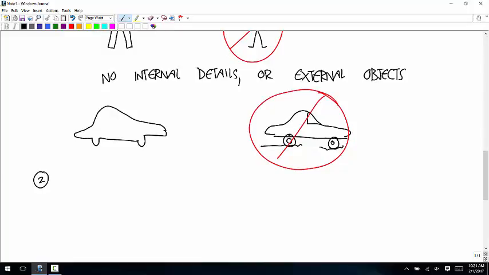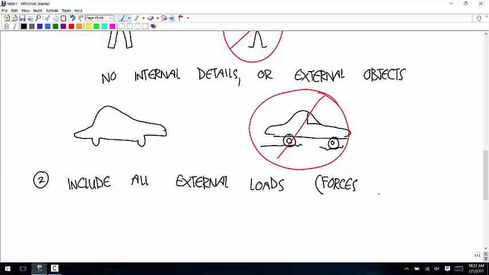Second, include all loads. And so here, I guess, is where I should say include all the external loads. You're not going to draw those internal loads. So include all external loads. That's forces. For now, it's only forces when we're dealing with particles. And couples also when we're dealing with rigid bodies.